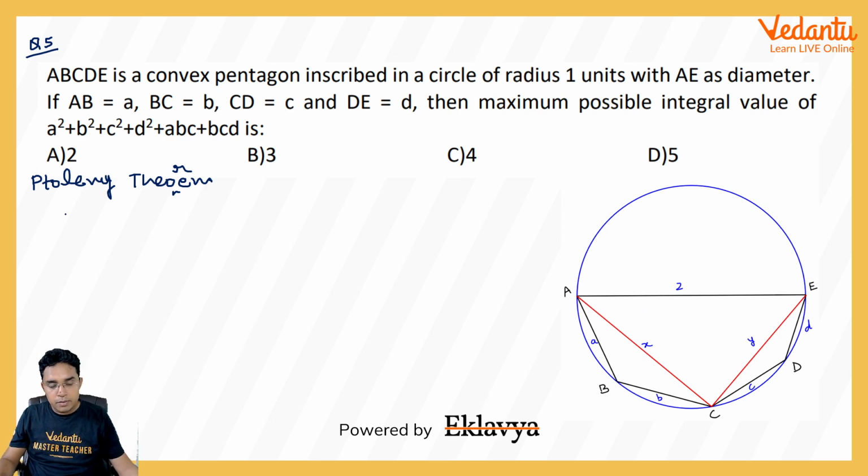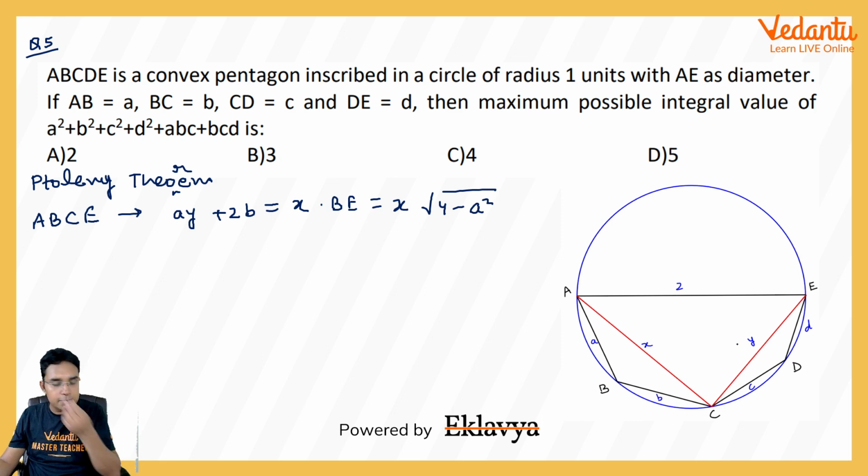If I use this quadrilateral, let me use ABCE. Okay, so using this you will be getting that a y plus 2 into b will be equal to the diagonal into BE, and BE can be written as, if you join B with E, root over 4 minus a square. BE can be written as root over 4 minus a square.